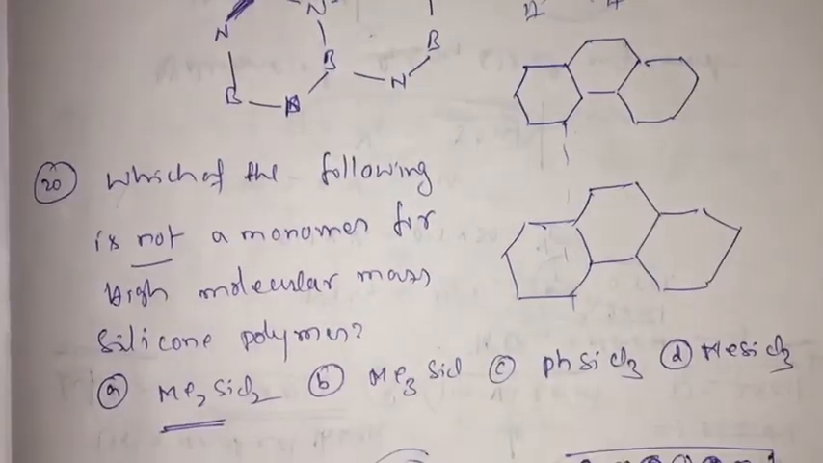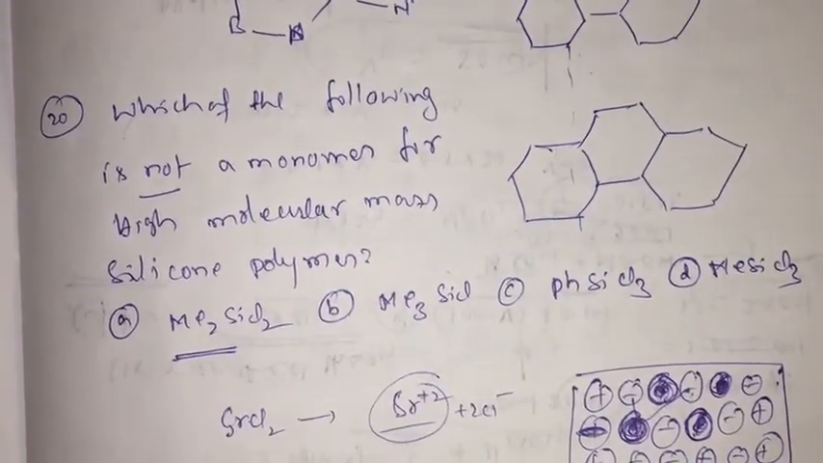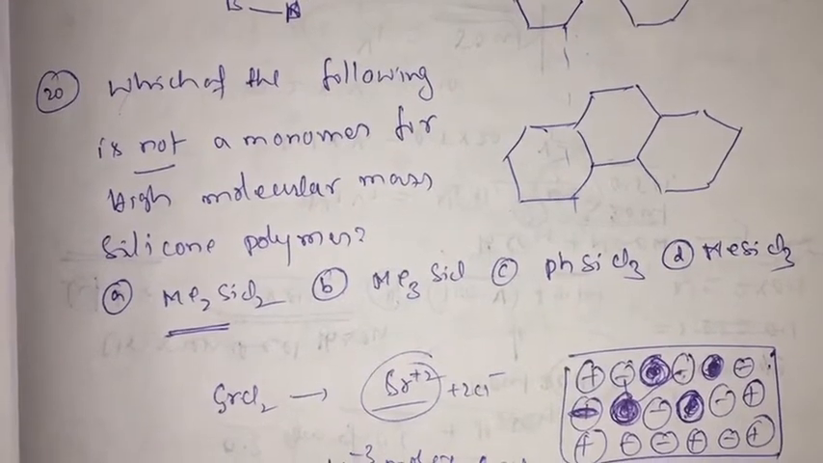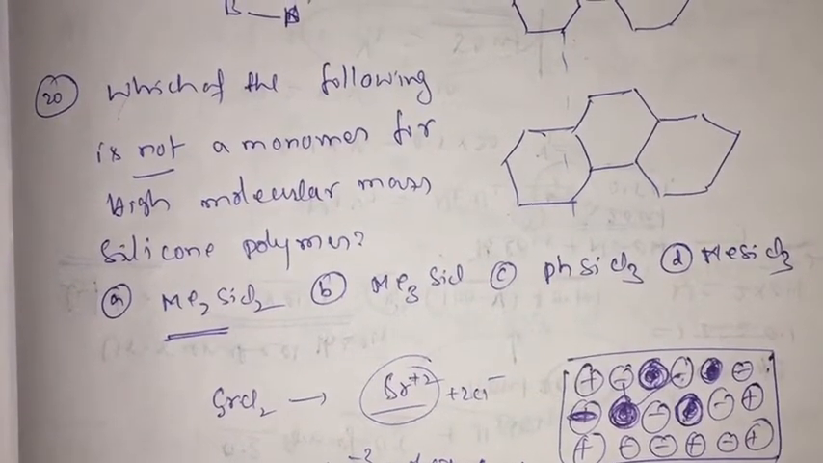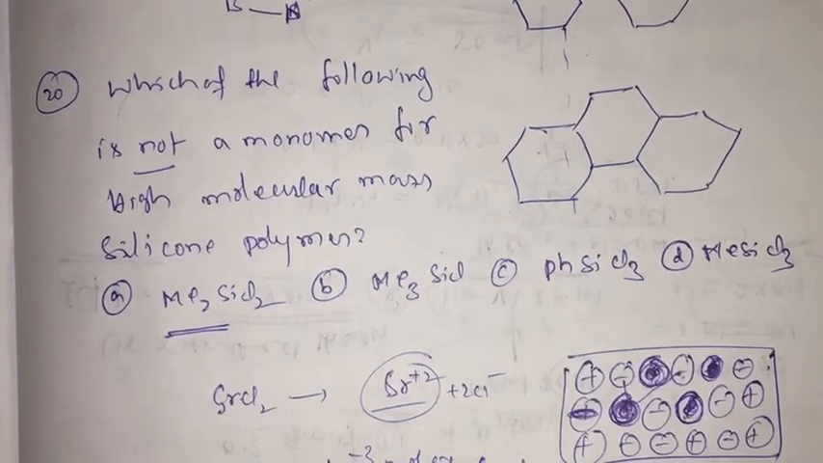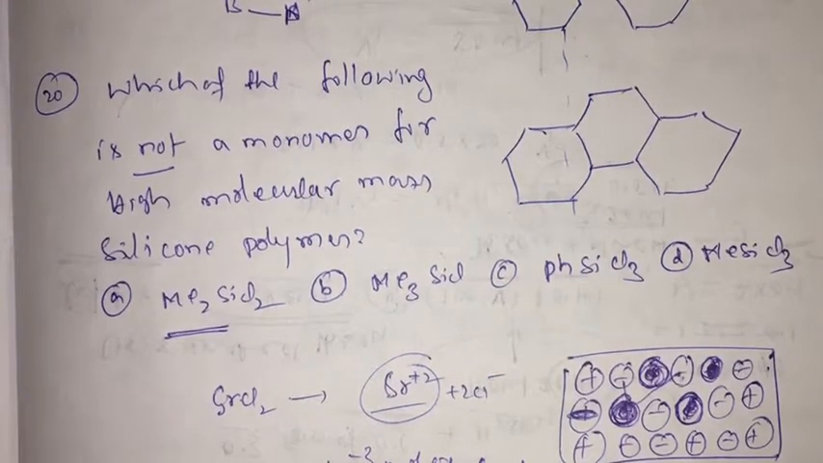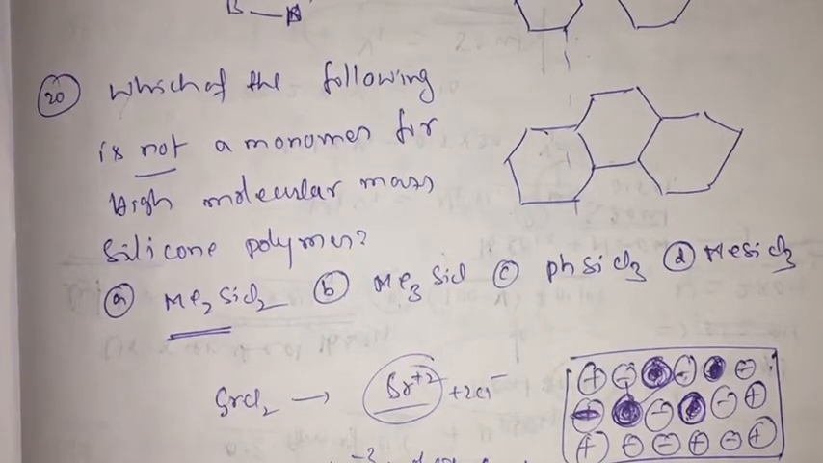Then, which of the following is not a monomer for high molecular mass silicon polymers? In this case, the answer is Me2SiCl2. This is not a high molecular mass monomer; it is a low molecular mass monomer. The remaining ones are formed by the combination of high molecular mass monomers. Right.